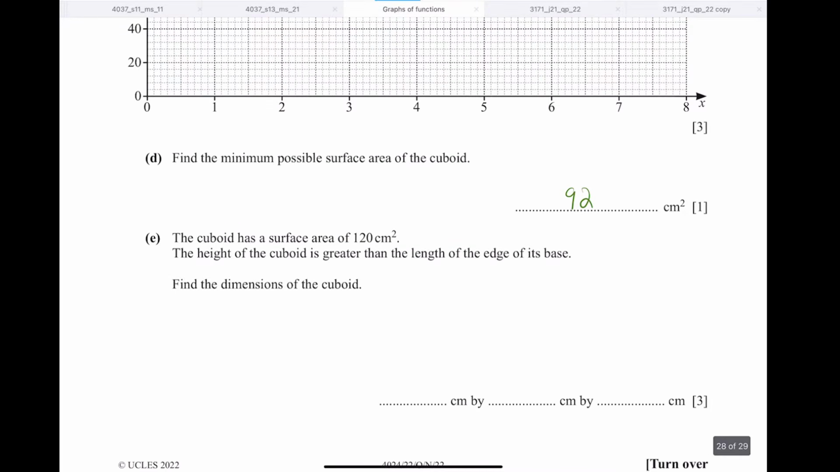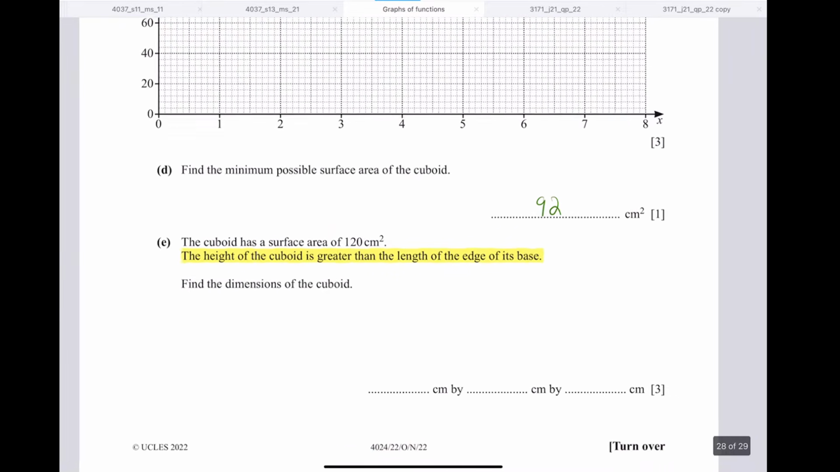The cuboid has a surface area of 120 centimeters square. The height of the cuboid is greater than the length of its base. Okay, what exactly or why exactly do we have this statement? All right, we'll look into that in a minute. Find the dimensions of the cuboid.